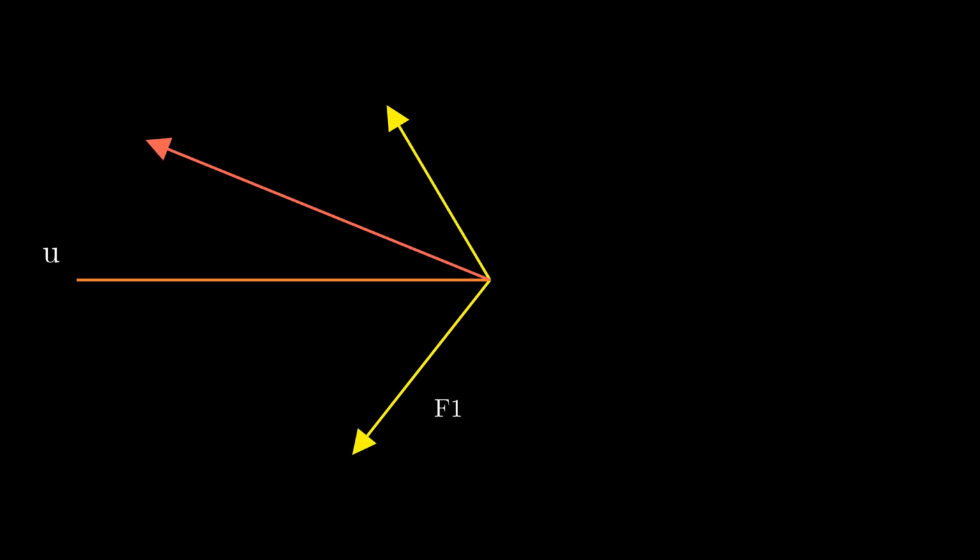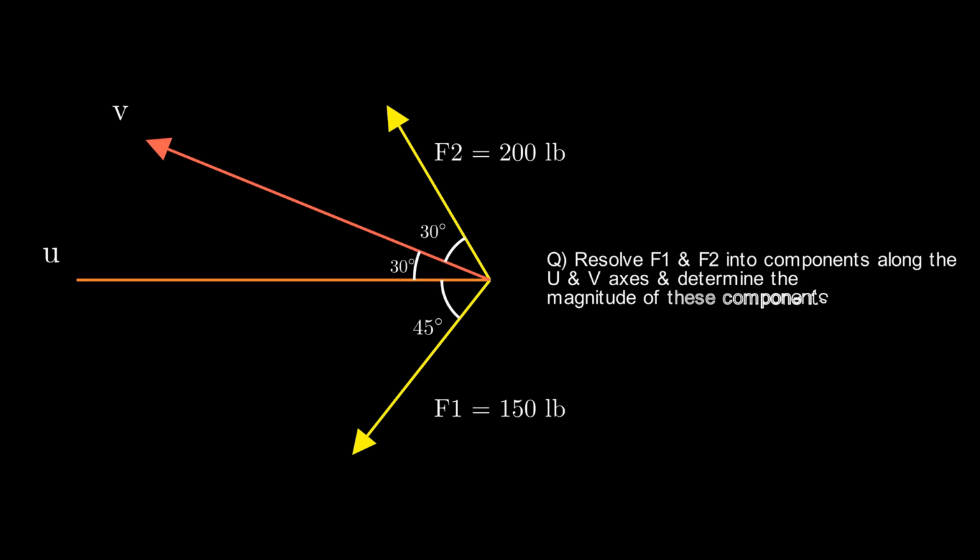In this video, we are going to solve a statics problem in which we have to resolve the F1 and F2 vectors into their v and u components and also determine their magnitudes. First, we are resolving the F1 vector into its components. As you can see, the u component of the F1 vector is already in its position.